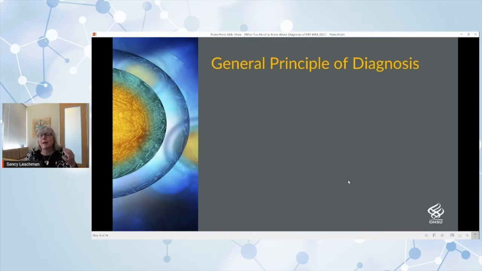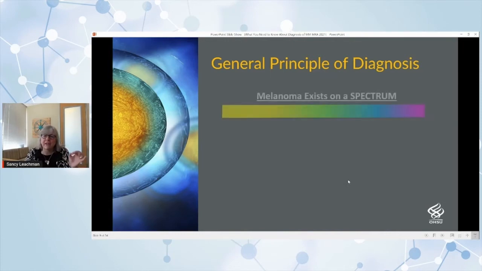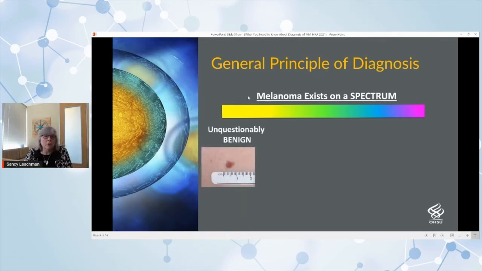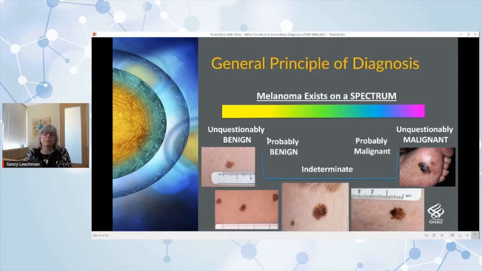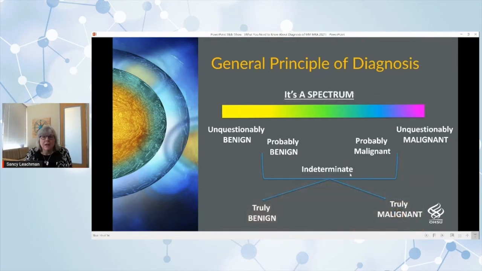I think before we start to talk about how you make a diagnosis, it's important to understand that melanoma exists on a spectrum. It's not like there is a benign lesion and a switch gets turned on and it becomes a melanoma. Because I just talked to you about it. It's a stepwise progression to malignancy. And so there are moles that are unquestionably benign, and there are melanomas that are unquestionably malignant. But in between those, there's some probably benign, there's some probably malignant, and then there's some that are really, really, really difficult to tell. So if it's on a spectrum, then how do you figure it out?